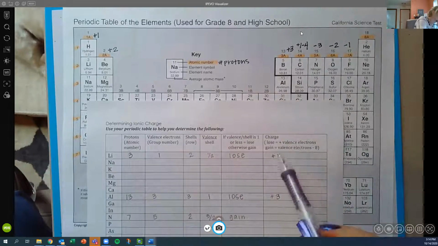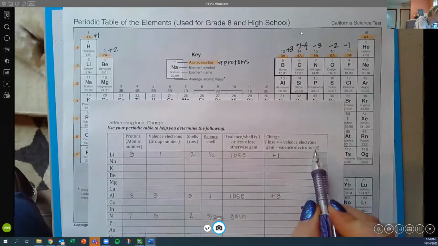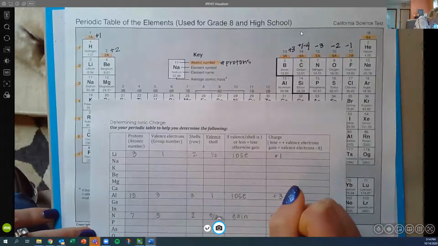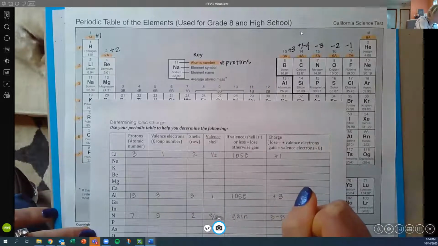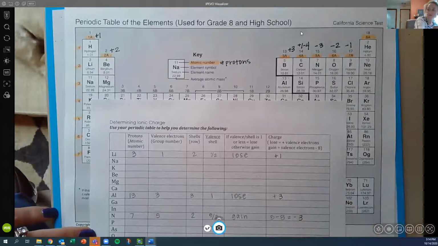And if we look at our gain, we need to take the valence electrons and subtract 8. So 5 was my valence, minus 8 is going to be -3 as my charge.